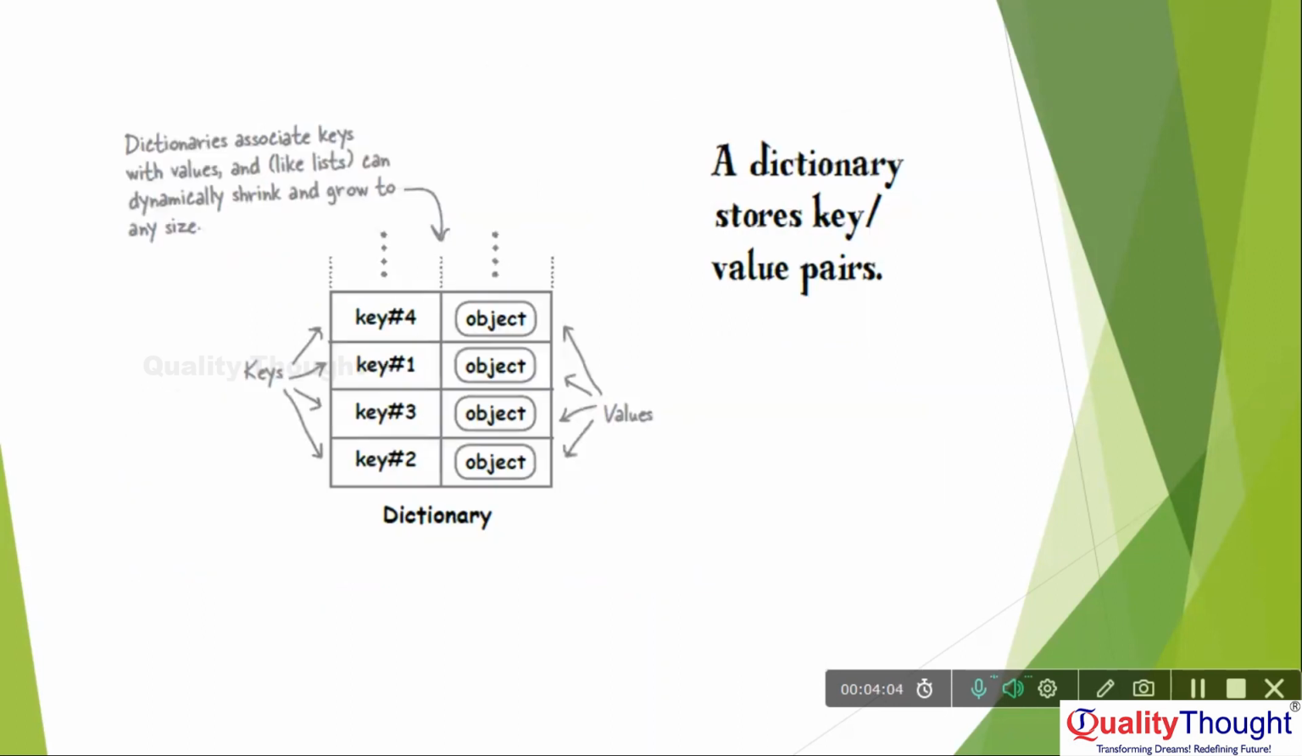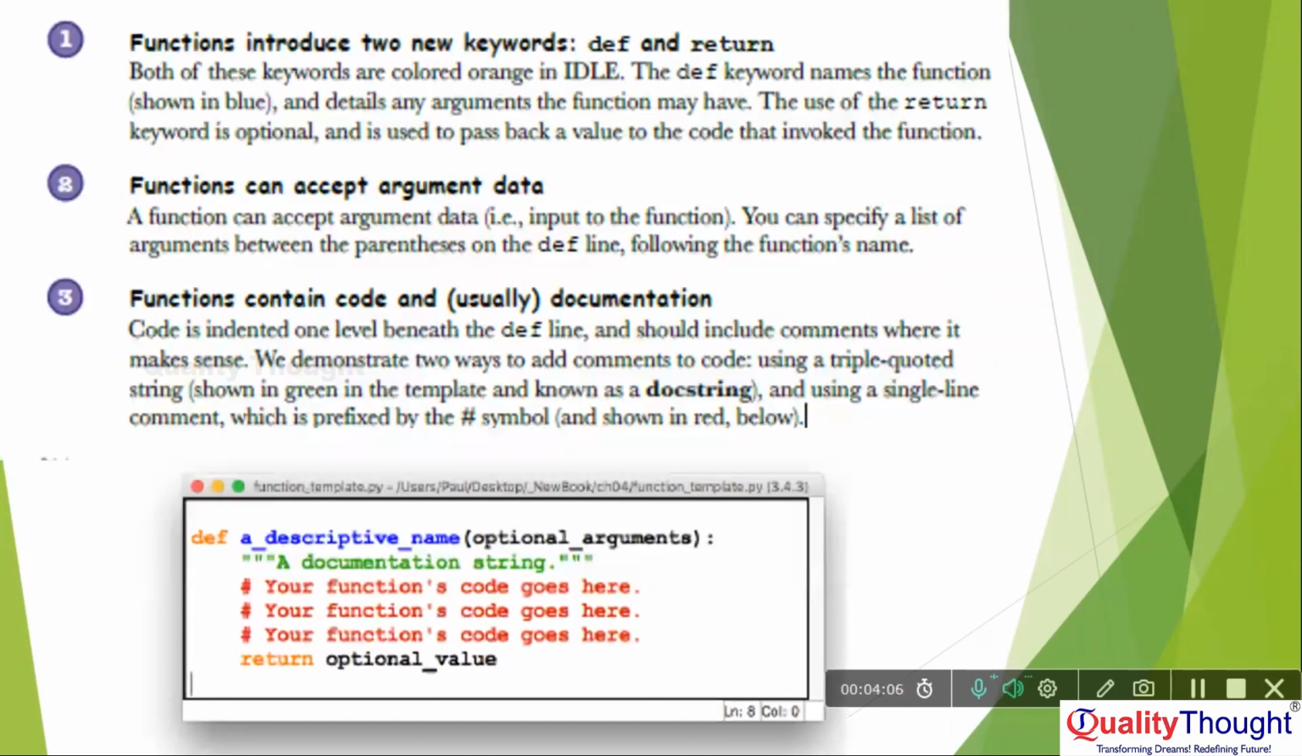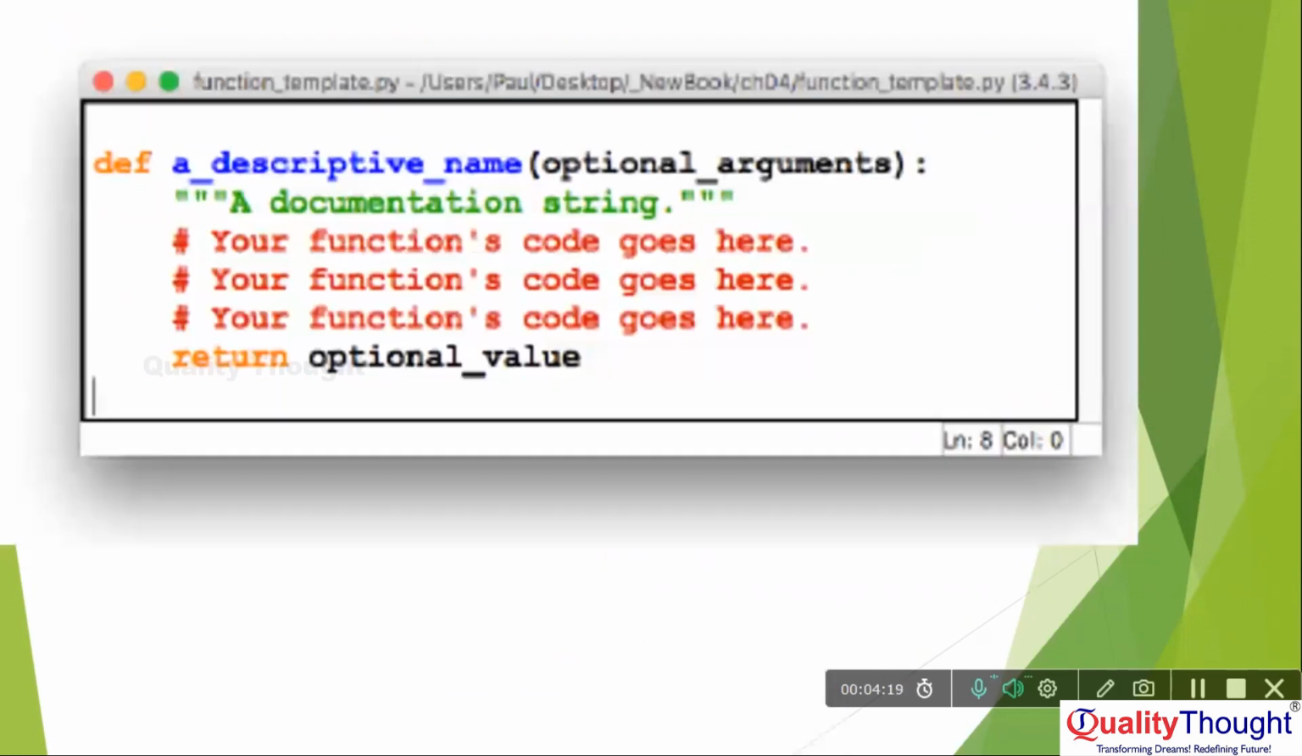And then we have also seen functions, right? So basically a function has two keywords. One is a def keyword and the other one is return keyword. It can accept some arguments. And finally, it contains some code and documentation. This is what we have seen.